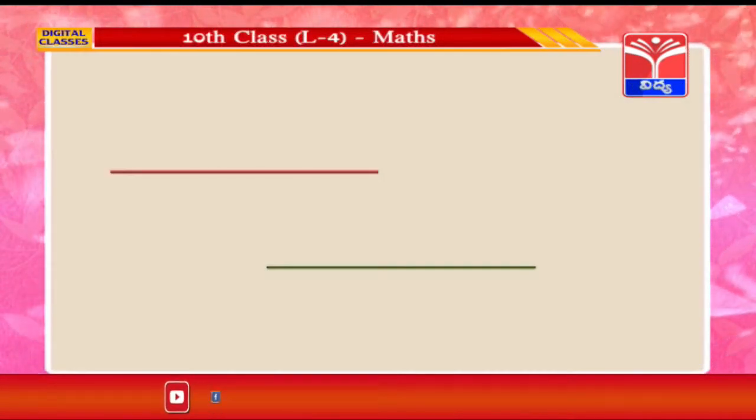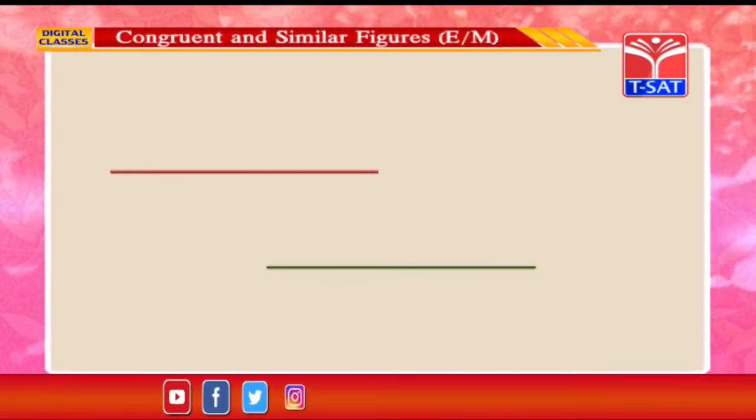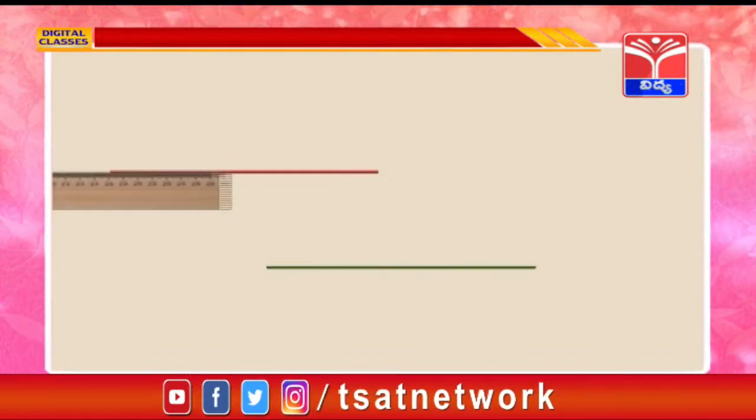Let us learn about the congruent shapes in detail. Observe the line segments on the screen, children. You can see two line segments, a line segment red in color and one green in color. You can see that they look equal in length. Let us try to measure them.